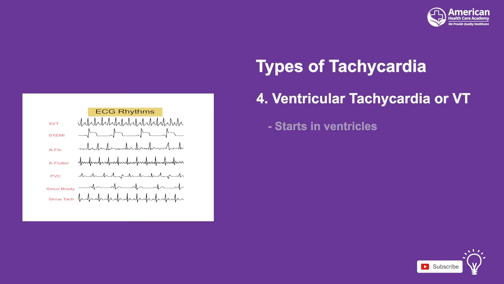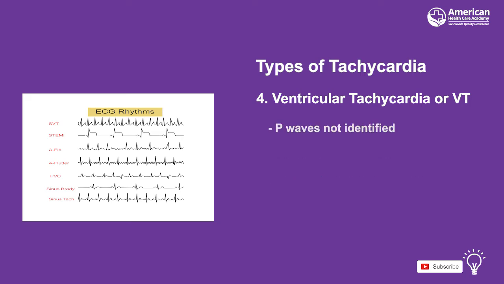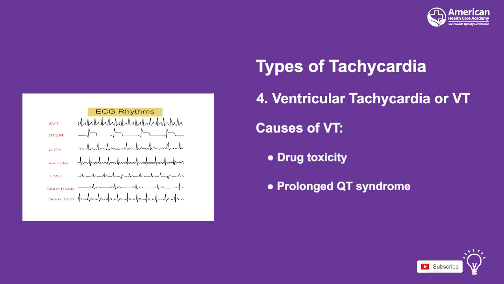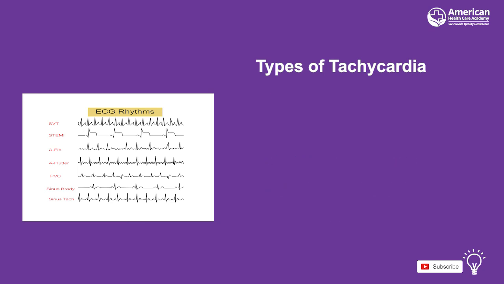Ventricular tachycardia, or VT, starts in the ventricles. This condition is uncommon in children, but when present, VT with a pulse can cause the child's heart rate to exceed 200 beats per minute and may turn into ventricular fibrillation or pulseless VT. In VT, the P waves cannot be identified, while the T waves are opposite in polarity to the QRS complex. Some causes of VT include drug toxicity, prolonged QT syndrome, myocarditis, underlying heart disease, and electrolyte disturbances.